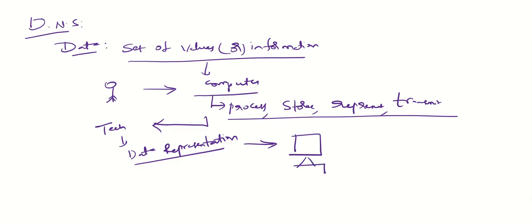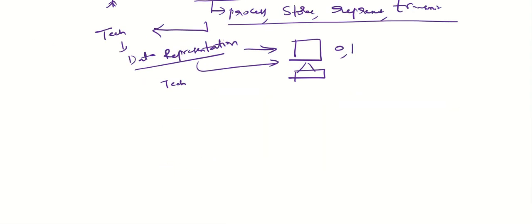Computers basically don't know human language. Computers only know zeros and ones. But how are we able to communicate our data to the computer? With the help of a technique called data representation. The computer can take the data from the user, transmit the data as electrical signals, and also store the data in magnetic form, like magnetic tape, or optical form.